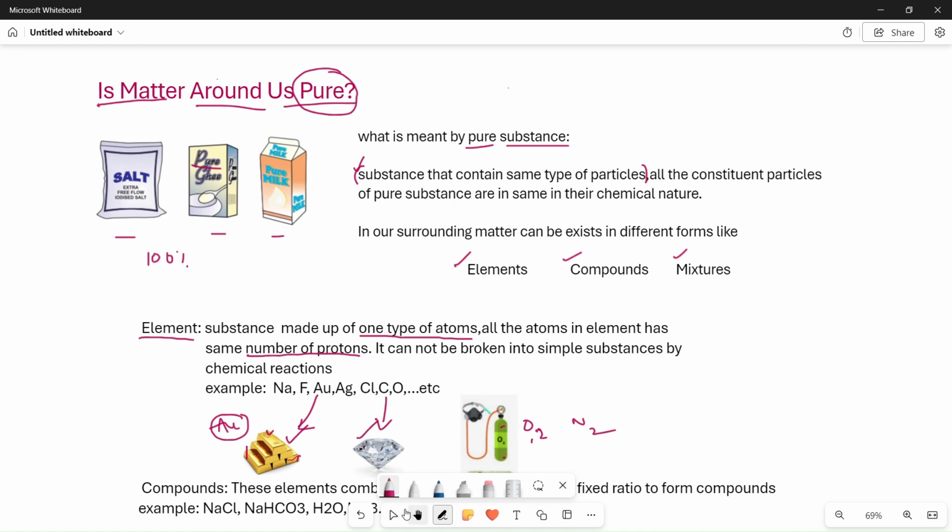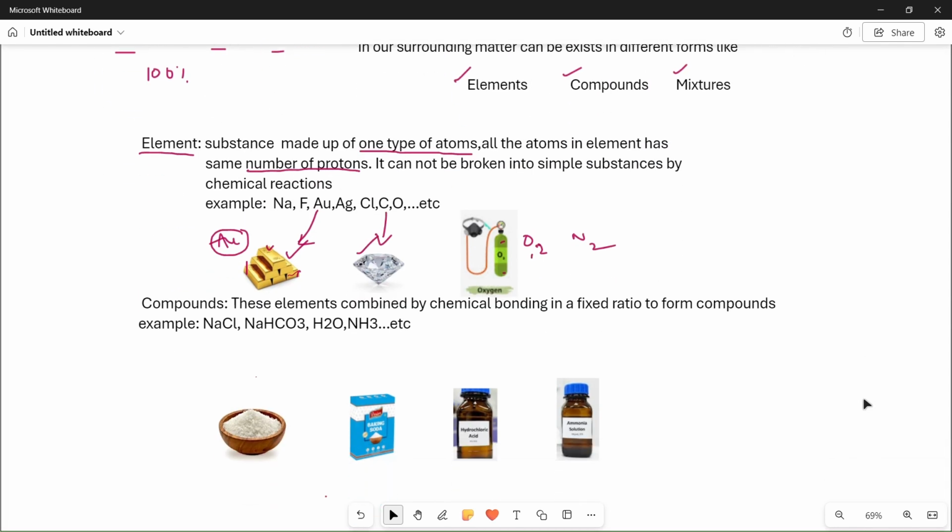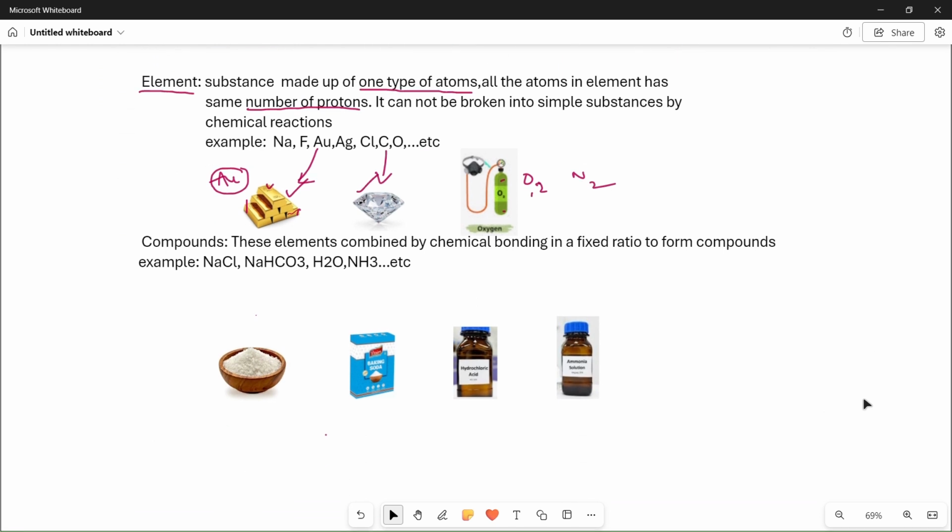Then what is a compound? I ordered it like this because elements and compounds are interrelated. That's why I have written it like this. See, what are compounds?